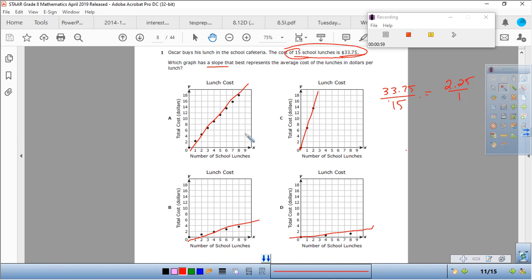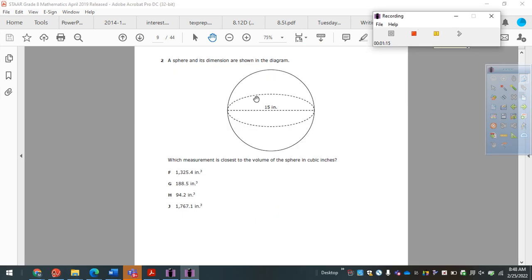So remember, these are the lunches. So at one lunch, it should be at 2.25. At one, ooh, that looks pretty good. At one lunch, no. At one lunch, no. So I'm going to go with the final answer, A. Hopefully that makes sense. So this is pretty easy.